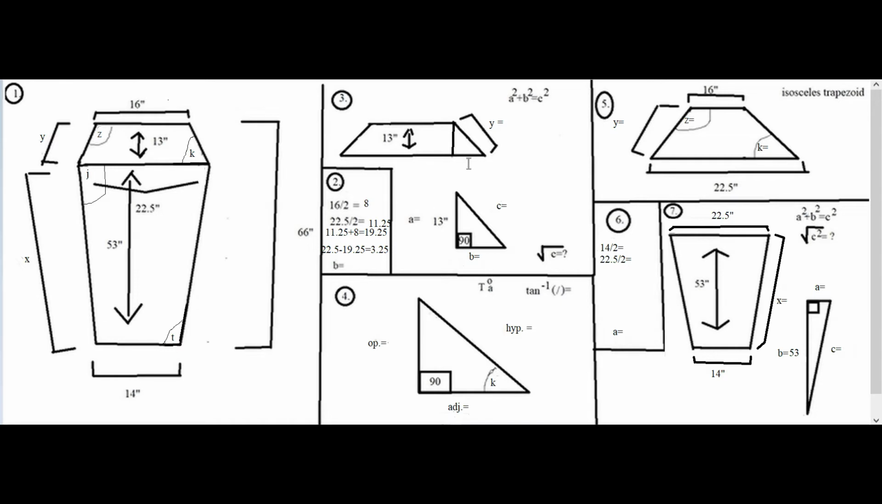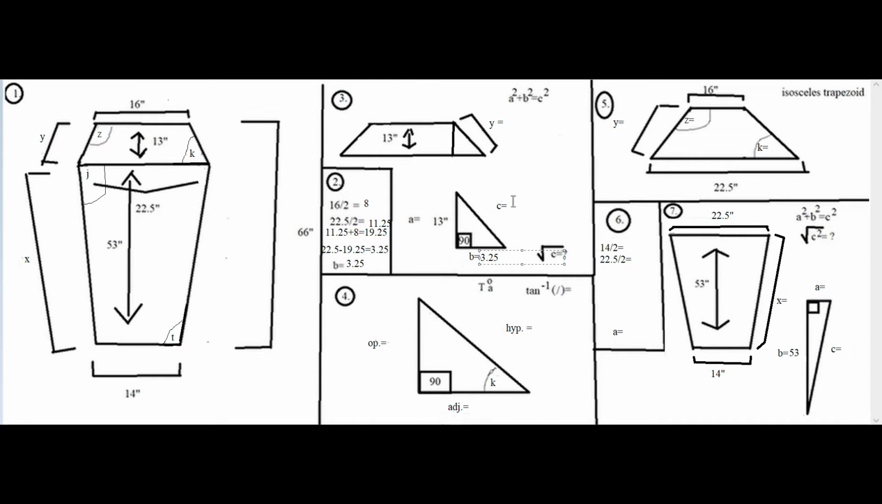Now in order to find this part right here, angle B, or B is what we're looking for, we're going to go ahead and minus the entire thing, which is 22.5, and then minus what you added up, which is 19.25. That will get you 3.25, and 3.25 will be B. So now that you got the length of B, now we can go ahead and find the length of C.